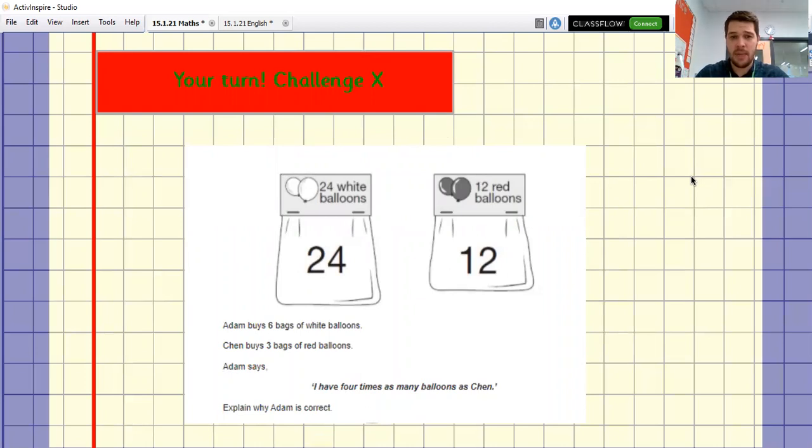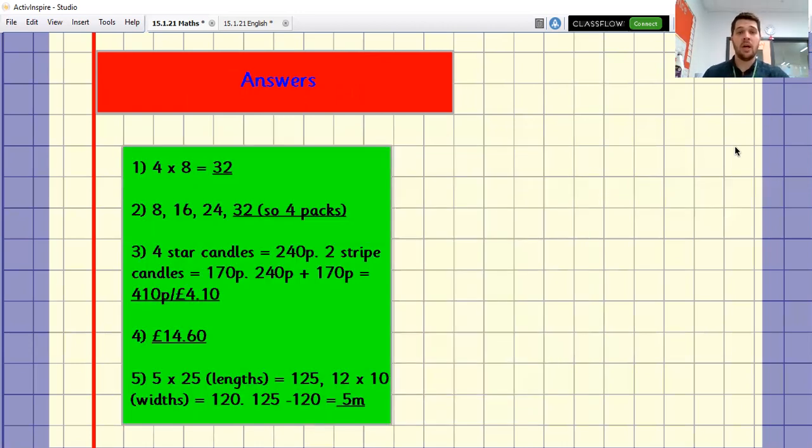Adam buys 6 packs of white balloons. They come in packs of 24. Chen buys 3 bags of red balloons. They come in packs of 12. Adam says, I have 4 times as many balloons as Chen. Explain why Adam is correct. Challenge X questions I respond to via the email, and your other answers are here with a brief explanation.